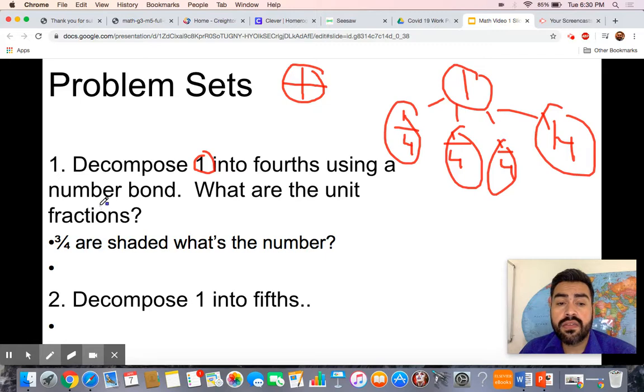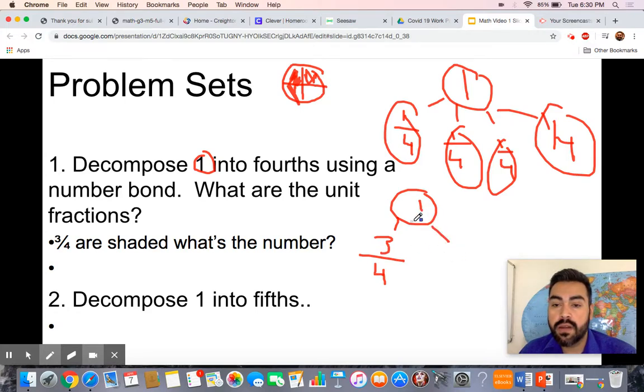So 3/4 are shaded. What's the number? So if I have a number bond and 3/4 are shaded, again, we're going to pretend that's beautiful shading. We know that 3/4 is shaded. So what's left over from 3/4 to make 1 whole? 1/4. That's 3/4 plus 1/4 equals 1 whole apple.